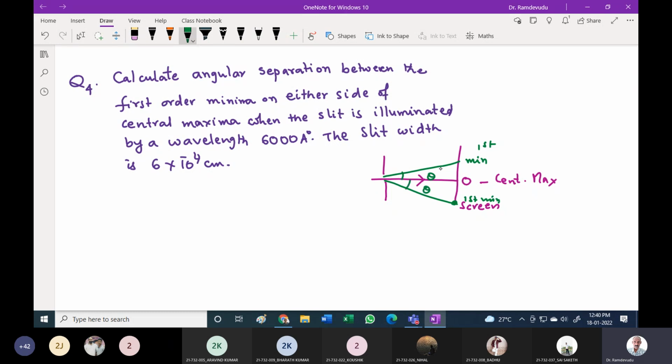So they want to find out what is this angular separation. What is this 2 theta? They're asking to find out how much this is. We have to find the angular separation.